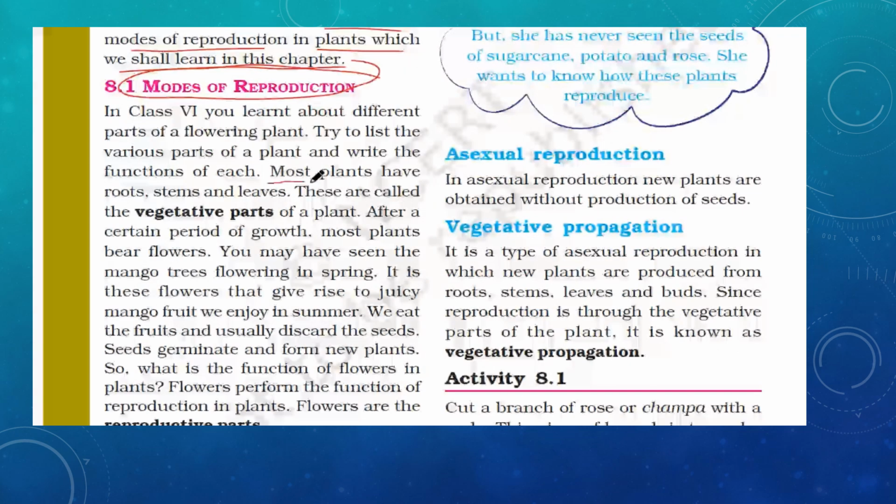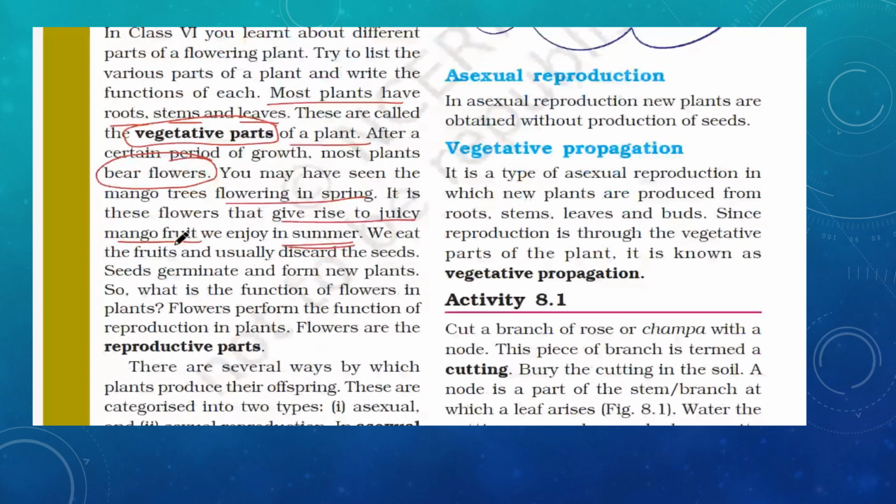So what are the modes of reproduction? Most plants have roots, stems and leaves. We all know that a plant has root, stem and leaves. These are the vegetative parts of the plant. But after a certain period of growth, plants bear flowers, and from these flowers they bear fruit. If you see mango trees, you can see they flower in the spring, and these flowers give rise to juicy mango fruit that we enjoy during the summertime. We eat the fruits and usually discard the seeds. Seeds germinate and form new plants again.